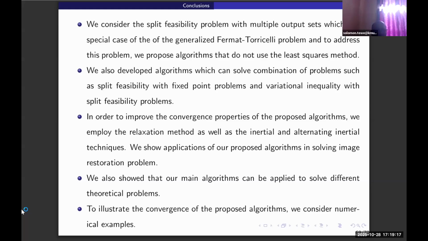In order to improve the convergence property of the proposed algorithms, we employ the relaxation method as well as inertial and alternating inertial techniques. We show applications of our proposed algorithms in solving the image restoration problem. We also show that our main algorithm can be applied to solve different theoretical problems. Actually, I didn't include it here, but our algorithm can be applied to solve minimization problems and so on. Finally, to illustrate the convergence of the proposed algorithms, we consider numerical examples. Thank you for your attention.